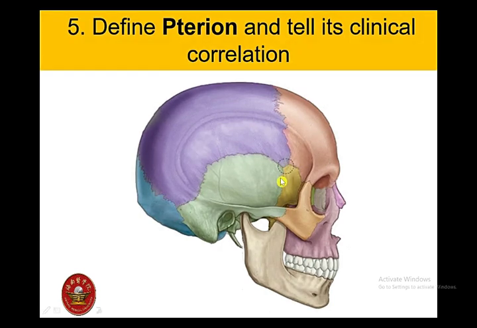Deep to this structure, the middle meningeal artery anterior branch is passing. So an injury to this point of the skull is extremely serious because damage to the anterior branch of the middle meningeal artery may produce a significant extradural hematoma, which can be fatal.